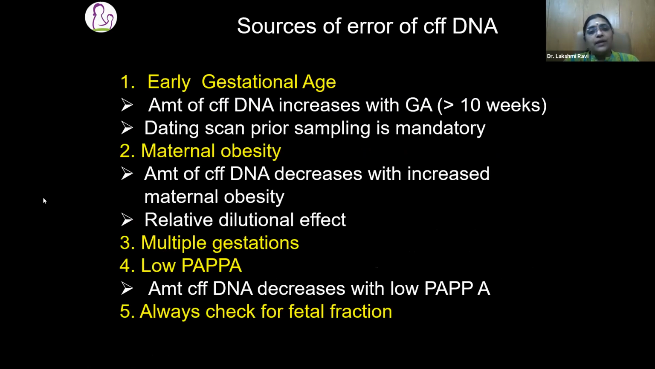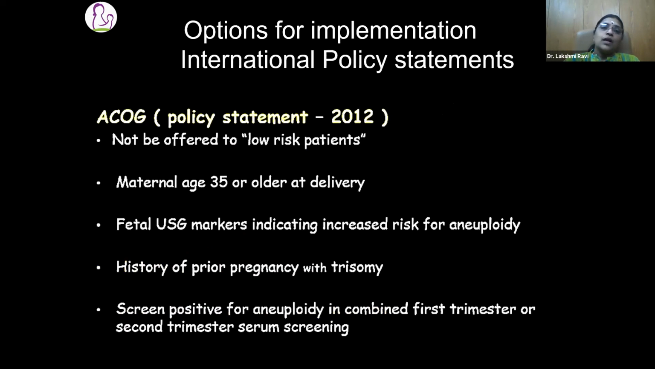Sources of error will be very early gestation age, maternal obesity, multiple gestations, low PAPP-A, and you must always check for fetal fraction. In an NIPT report, if the fetal fraction is less than 4%, then we do not know whether we can rely on that report, because you must have a sufficient fetal fraction. Only then can you rely on the NIPT report.